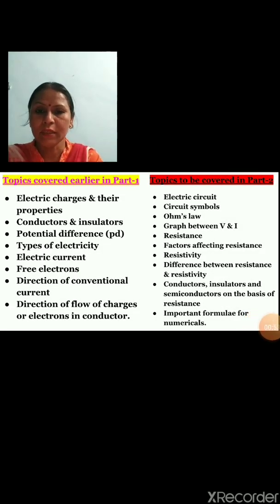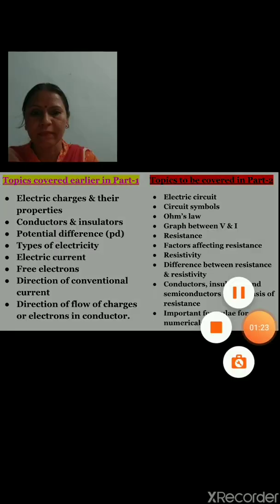And the topics which we are going to cover now are electric circuit, circuit symbols, Ohm's law, graph between V and I, resistance, factors affecting resistance, resistivity, difference between resistance and resistivity, conductors, insulators and semiconductors on the basis of resistance. And then at last I will tell you some important formulae for numericals.